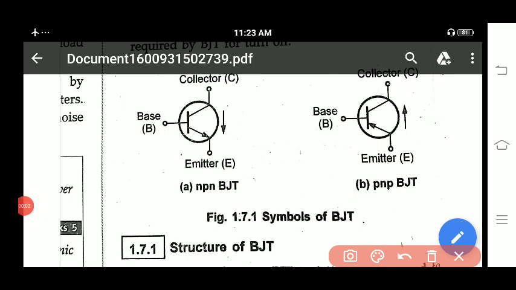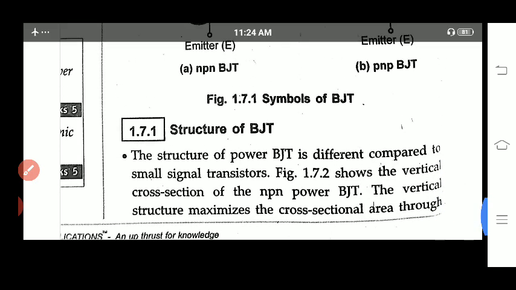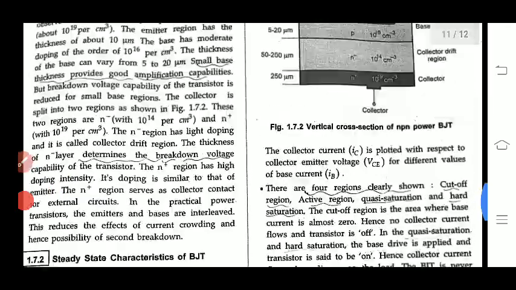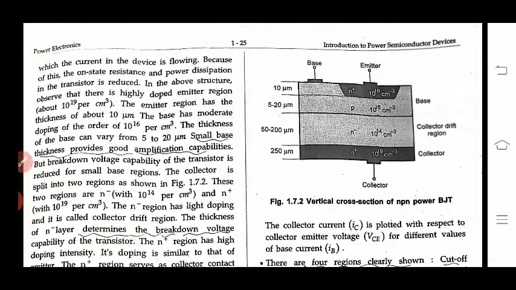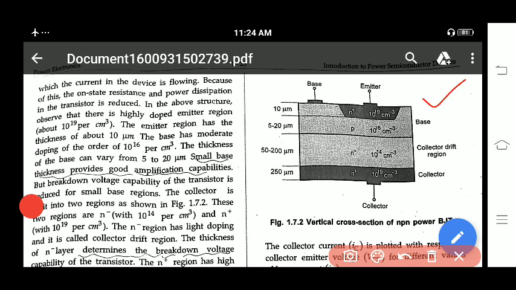In the last section we discussed what a BJT is, what the structure of a BJT is, and the different types we have, that is NPN and PNP. We also saw the structure of the power BJT, with n plus and n minus regions, concentrations of 10 raised to 19 and 10 raised to 14, and the width of the power BJT structure. We have seen that in the last video class.